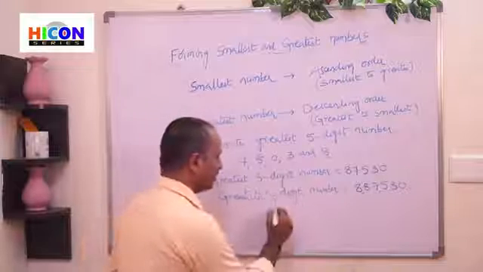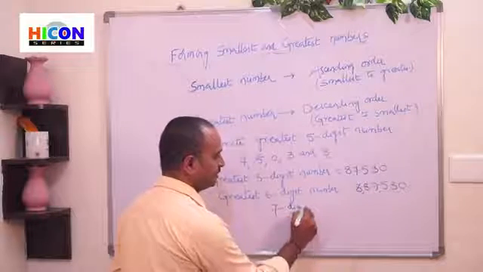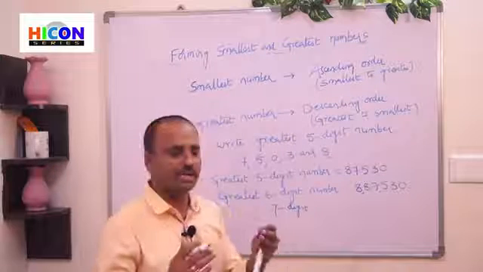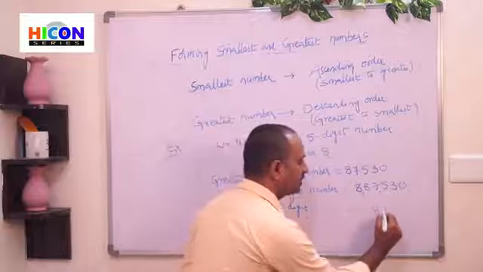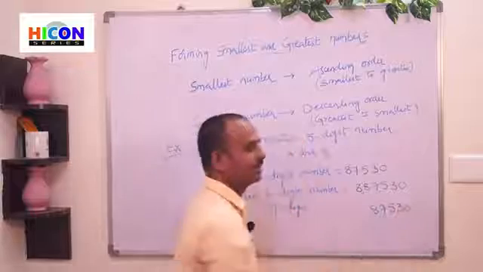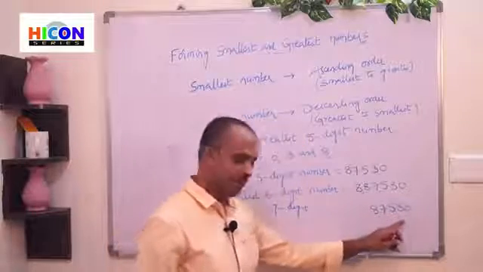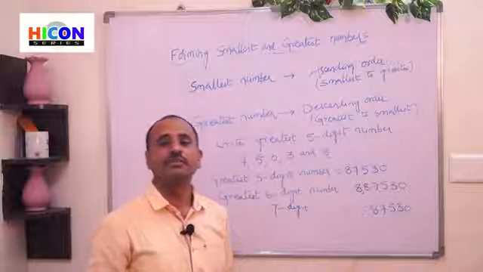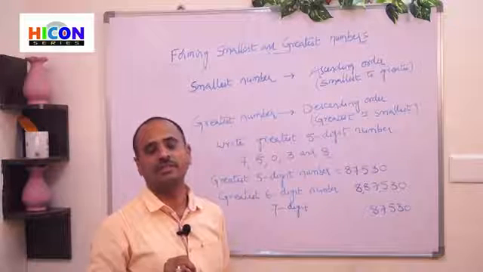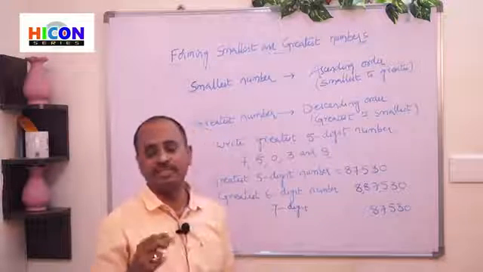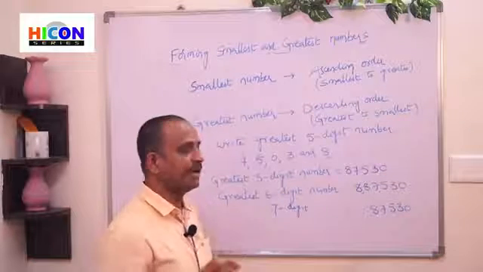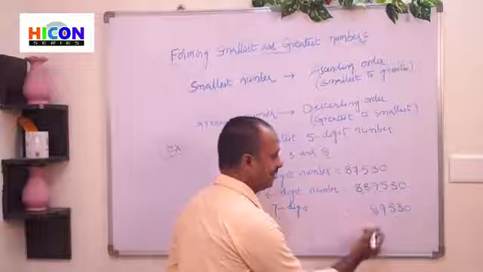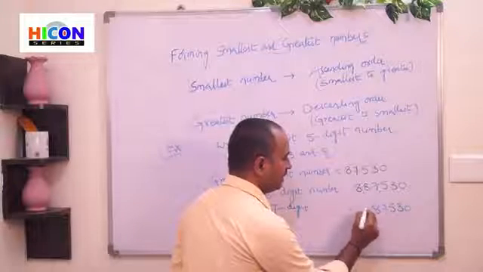So how can we form the greatest 7-digit number? In the same way, we have only 5 digits. So first arrange the given digits in descending order. This is the 5-digit greatest number, but we want a 7-digit greatest number. That means we require 2 more digits. So repeat the greatest digit 2 times and write at the left side of the number, 8, 8.